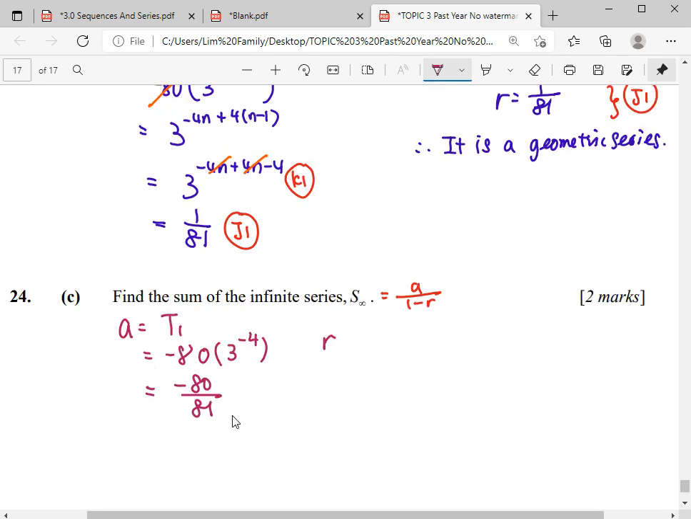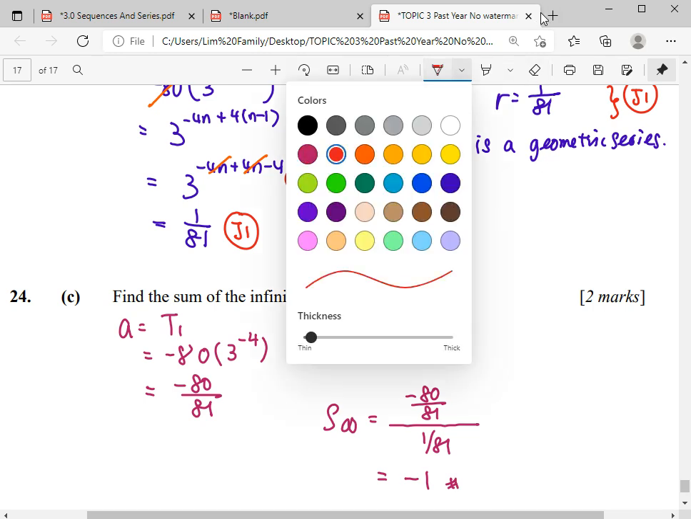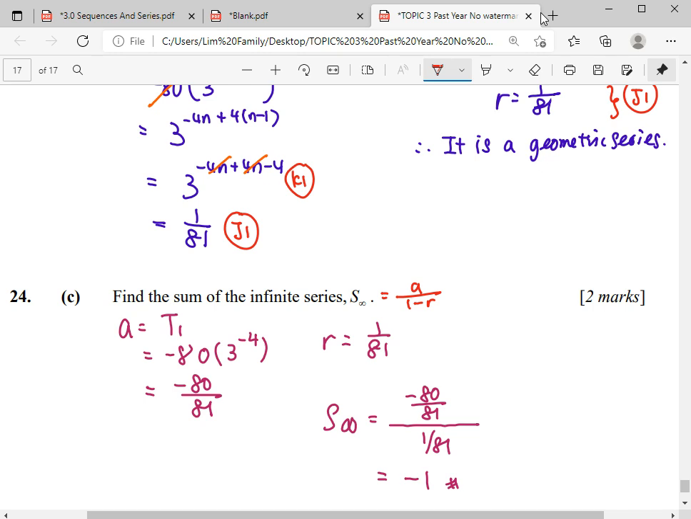And then our r, we found it already in question B. As we showed, this is geometric where it has common ratio r of 1 over 81. So we come to the formula to find the sum to infinity. We plug in our value: negative 80 over 81 divided by 1 over 81. So this will give us negative 1. Therefore, we can see 2 marks only. This is how you apply your sum to infinity and answer.